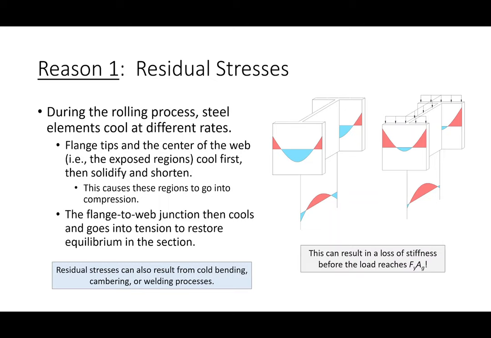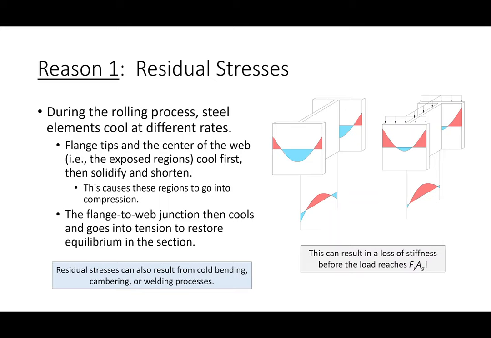And what tends to happen is the tips right here, so the flange tips and the center of the web, they go into compression, okay? And then the flange-web junction here and here go into tension, right? The compression has to equal the tension. So the sum total of the stresses in the section are zero. Otherwise, the column's running away from you because it's got a net force on it. So it has to reach equilibrium, okay? But I propose there are stresses locked in already, okay?